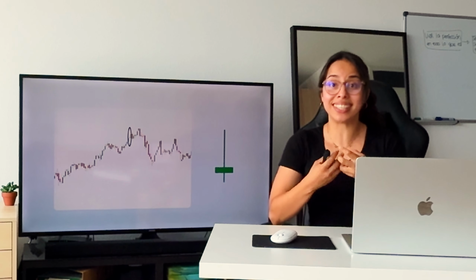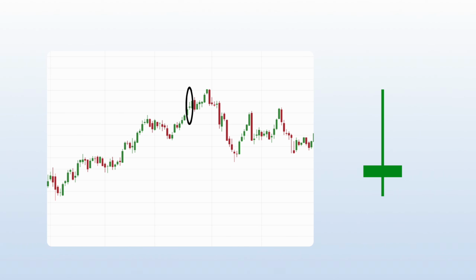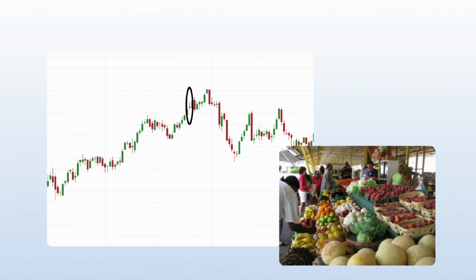And in order to dissect it, so to explain to you how this very specific candlestick was formed, I'm going to walk you through a hypothetical scenario where I want you to envision that you're going to go to the food market on a Monday and you want to buy an apple during the day. This is the food market example.